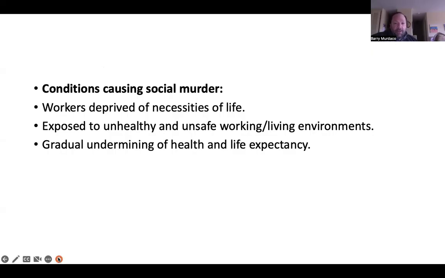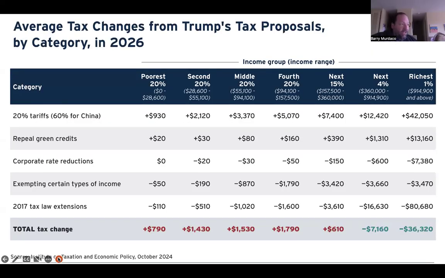Gradual undermining of health and life expectancy. Again, the United States already has a much lower life expectancy than most other industrialized countries, and these things will basically only make it worse.